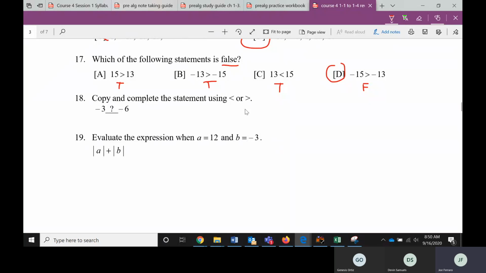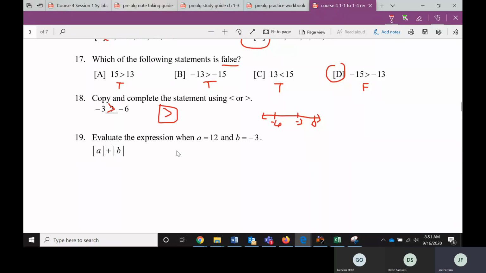18, you just got to put in one of these choices. -3 and -6. Okay, which one's greater, which one's less than? If you need to, not a lot of you will need this, but if you need to, you put it on a number line. If here's 0, you're counting backwards. So there would be -3. There would be -6. So -3 is on the right side of -6. That means it's bigger. So we would have the greater than symbol. Okay.